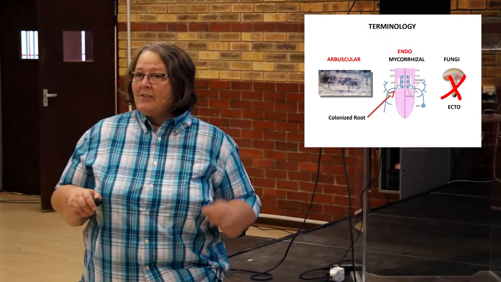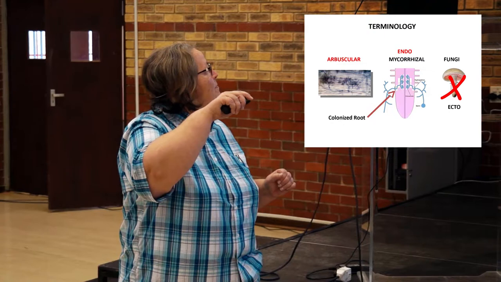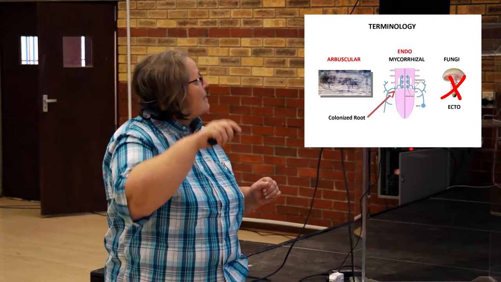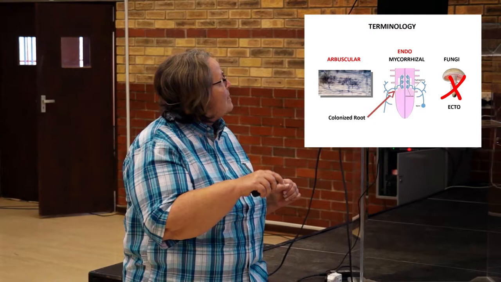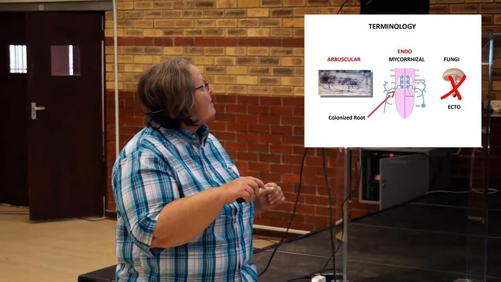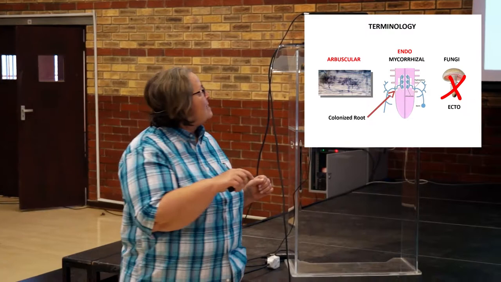I took this picture. This is actually a corn root. This is maize, and that's the cell wall. And there's two arbuscules inside that. And when a plant's root is filled with these arbuscules, we call it a colonized root. It's colonized by the mycorrhiza. And they're endo. Endo means interior, inside. They're not just inside the roots, they're inside the individual cells.